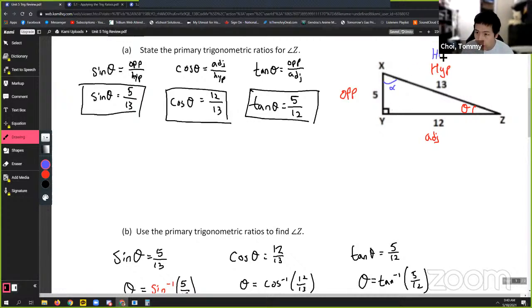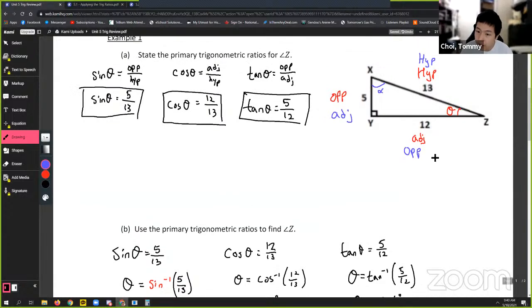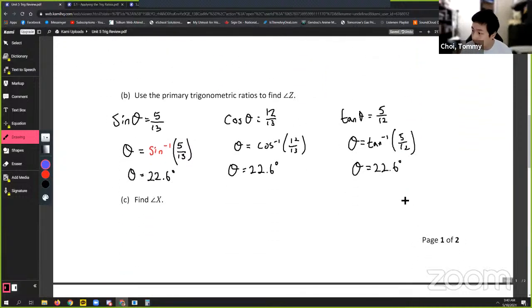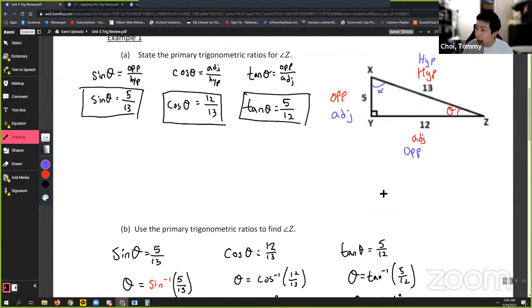The hypotenuse doesn't change. We talked about that, right? The position of the hypotenuse does not change. However, opposite and adjacent do. In reference to alpha, this is opposite, and this is now adjacent. So in reference to alpha, if I give you a question, find angle X, just find alpha. You can pick whichever trig ratio you want to use.